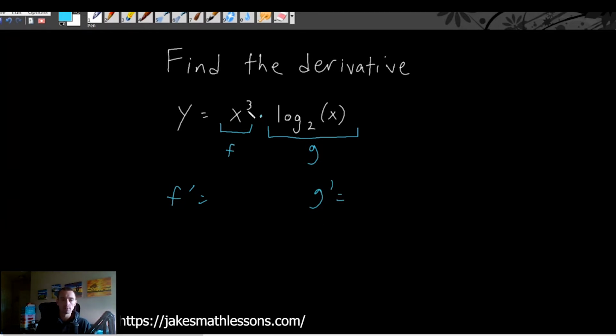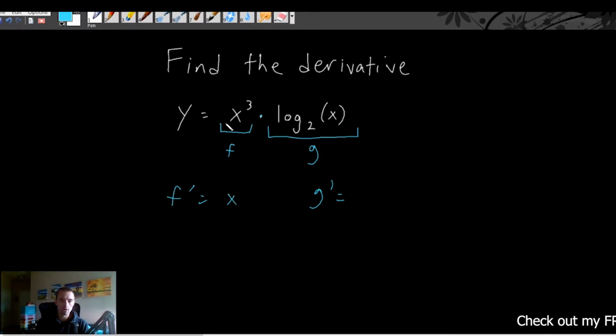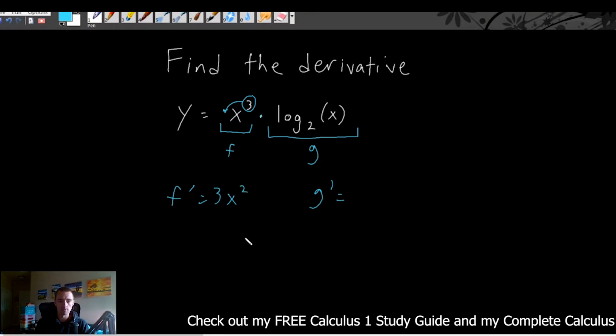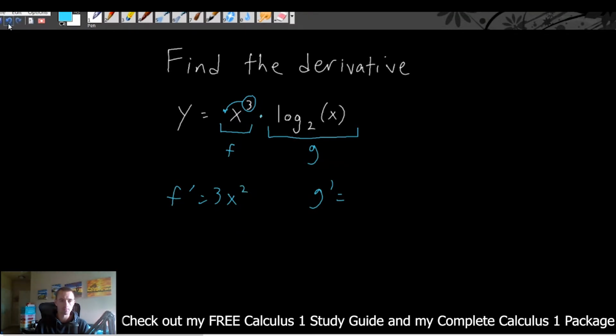So the derivative of this function here, x cubed, that's pretty straightforward. We can do that just using the power rule, which is also on my Calculus 1 study guide. You basically would just leave your base x as x. You bring your power down in front. So you would bring your 3 down in front of the function, making it a coefficient, multiplied by x, and then subtract 1 from your power. So lower the power by 1, giving us 3x squared.